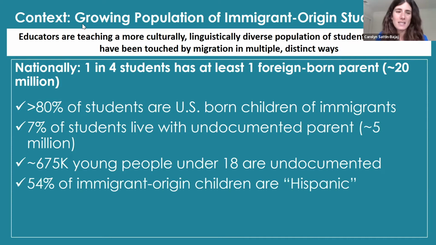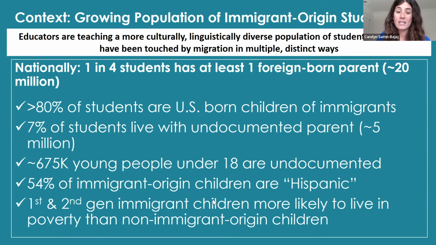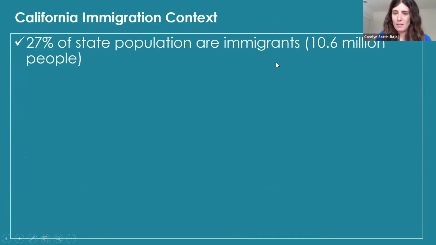And then using the census term Hispanic, back to the stats, right? Over 50% of students are Latinx. And first and second generation immigrant origin children are more likely to live in poverty than non-immigrant origin children. Because we're in California, I want to quickly turn to some of those statistics.